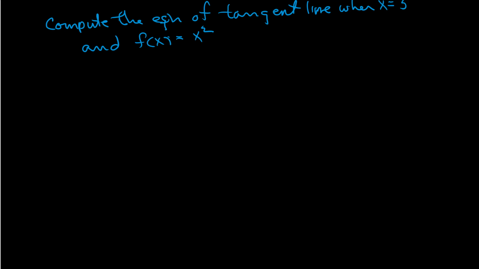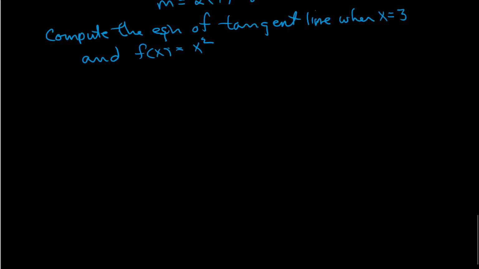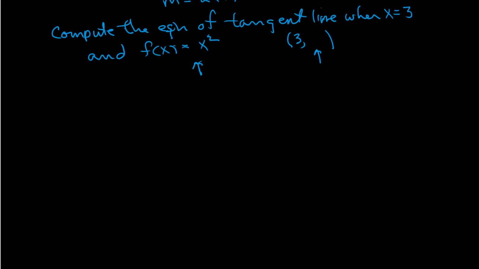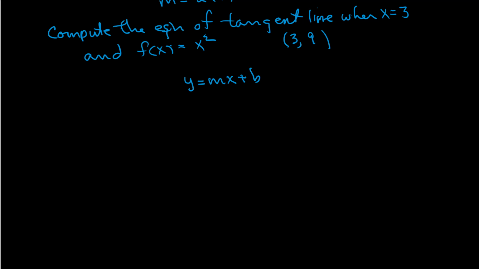We're asked to get the equation of a tangent line of a function, in this case x squared, at a particular point. To get the point, the x value is going to be 3. To get the y value, all you have to do is substitute it into our function. The y value is 9. So if we're asked what is the equation of the tangent line when x is 3, that means the y value has to be 9, and the function is f of x equals x squared. Remember, we're going to be using the equation y equals mx plus b. The first thing we need to compute here is the slope.